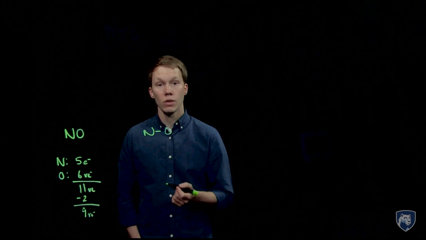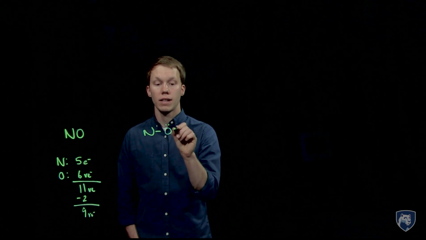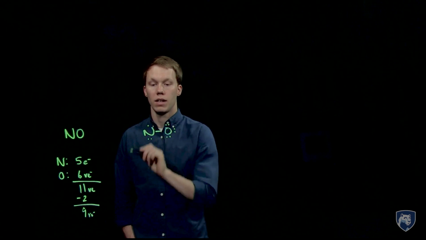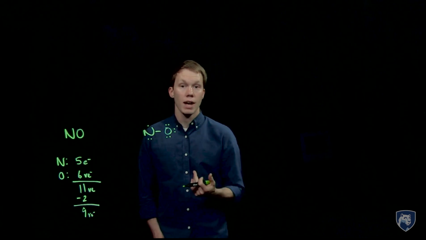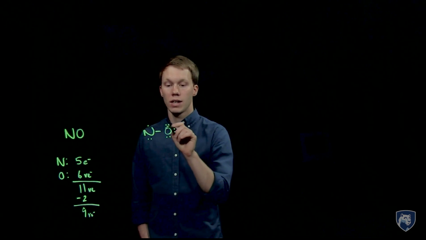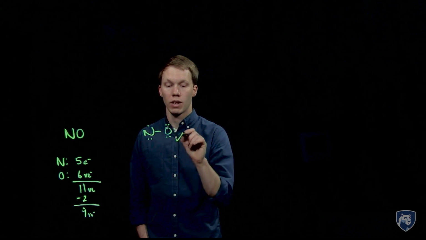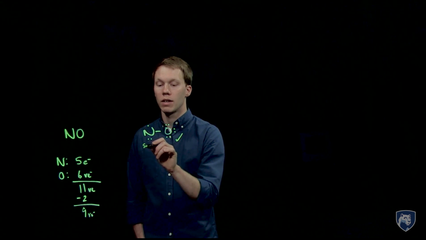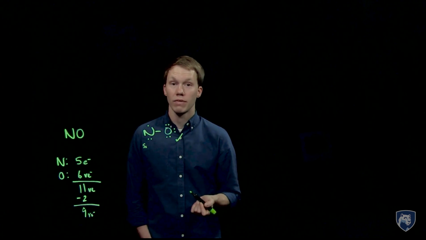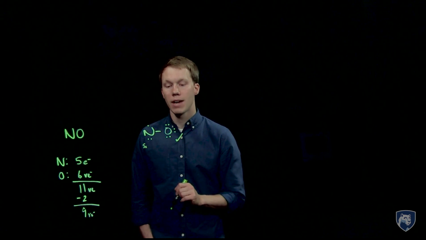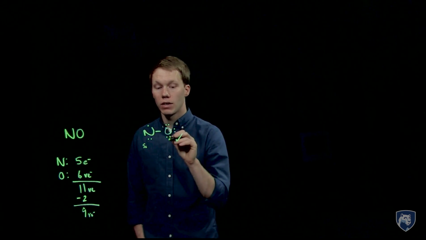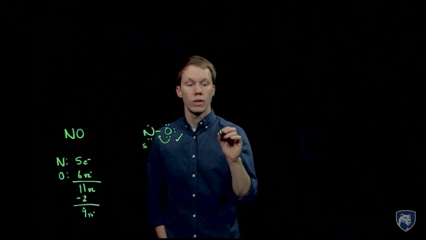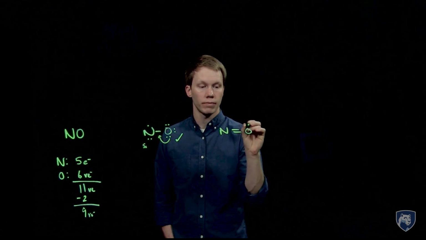I would start placing those lone pairs on the least electronegative atom first. So 2, 4, 6, 8, 9. I'm going to check my octet. Oxygen has 2, 4, 6, 8 electrons. Nitrogen has 2, 4, 5 electrons. So that's not very good. Can we make it any better? Well, we can imagine donating electrons from the oxygen or removing those electrons, which gives me this structure.